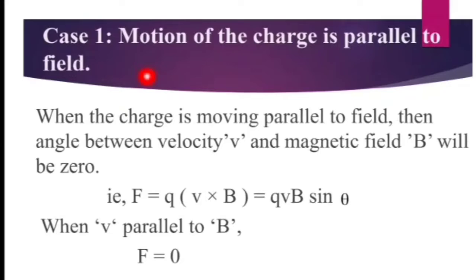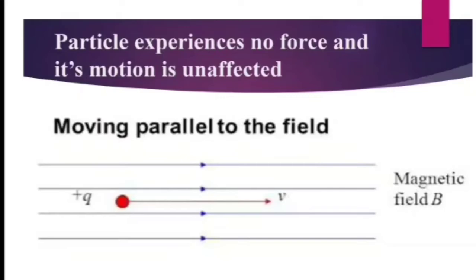In the first case, as we told, our particle is moving parallel to the field. Motion of the charge is parallel to our field. The angle between velocity and the magnetic field will be 0 since both are parallel to each other. So sin 0 makes the total force acting on the particle 0. We know that F is equal to Q into V cross B, which is equal to QVB sin theta, experienced by that particle. How does the charge entering parallel to the field move?